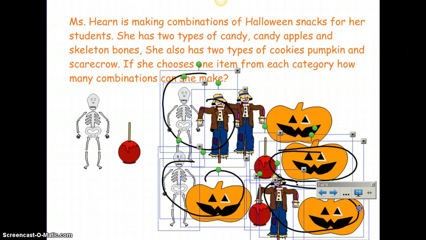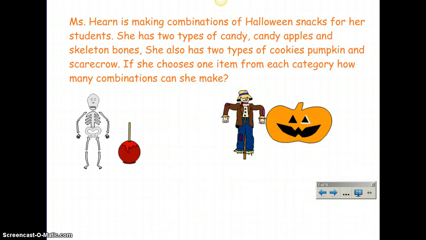I'm going to delete all of that. Now, if I look at this problem, I have 2 types of candy. So I'm going to write down 2 for the 2 types of candy. I also have 2 types of cookies. I'm going to write down a 2. So there's 2 here and there's 2 here. If I multiply those 2 together, guess what I get? The same answer of 4. That's how you work combinations. Let's try that again.